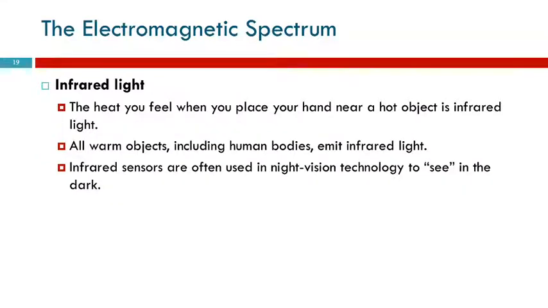Infrared light is the heat that you feel when you place your hand near a hot object. All warm objects, including human bodies, emit infrared light.